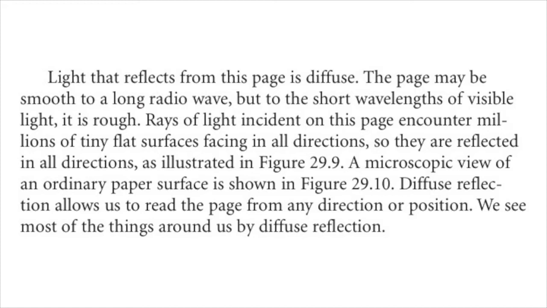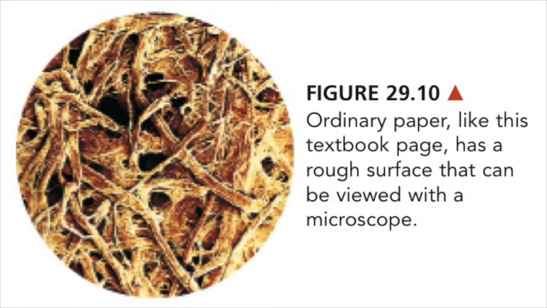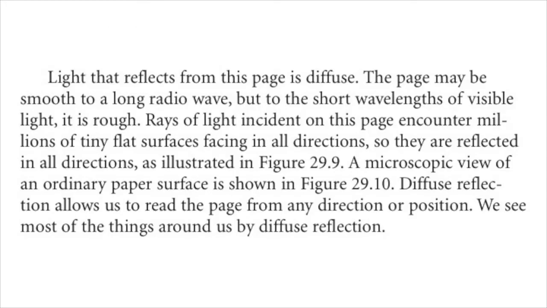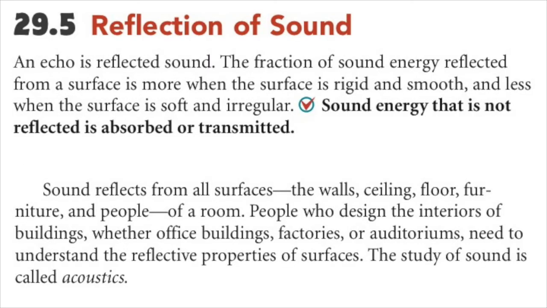You could refer to the book for 29.9 and 29.10. A microscopic view of an ordinary paper surface is shown in figure 29.10. Diffuse reflection allows us to read the page from any direction or position. We see most of the things around us by diffuse reflection.